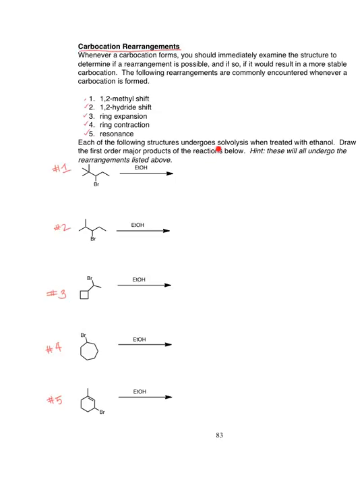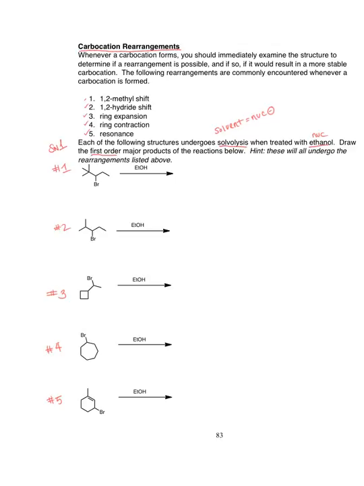Each of the following structures undergoes solvolysis. Remember what that means? The solvent is your nucleophile. So let's write that here: solvent equals nucleophile. When treated with ethanol, there's our nucleophile right there. Draw the first order, the only first order thing we've learned about so far is SN1, major products of the reactions below. Hint, these will all undergo the rearrangements listed above.